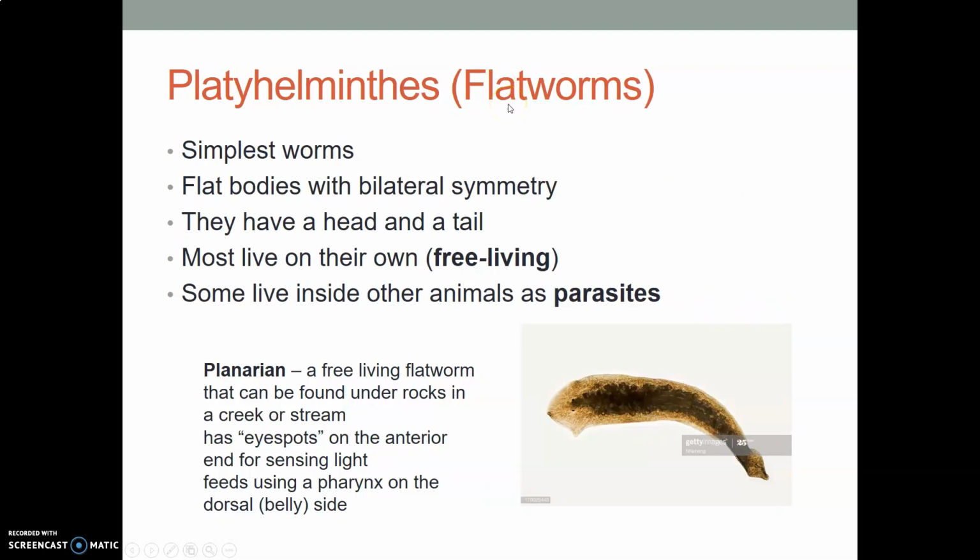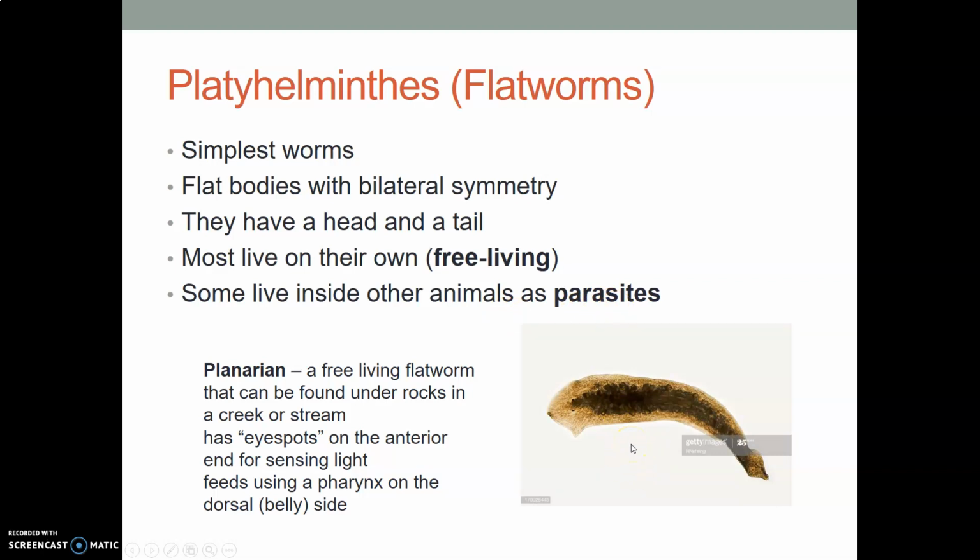Flatworms, the second phylum we're studying this week. You pronounce the Latin name Platyhelminthes, but that means flatworms. These are the simplest worms on the planet. They have flat bodies, obviously, that's why they're called flatworms, with bilateral symmetry. They have a head or an anterior end and a tail end or a posterior. Most of them live on their own, which is called free living, but some flatworms live inside other animals as parasites, so they feed off of a host.